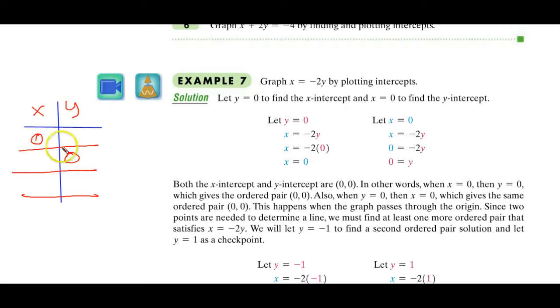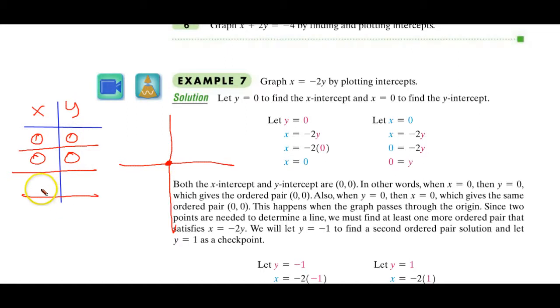That if we use our special T-chart, notice if we let x is 0, y is 0. And if we have y as 0, x is 0. So this doesn't help us very much because our x and y intercept will be going through the origin. So in a case like this, we will need at least one other point.